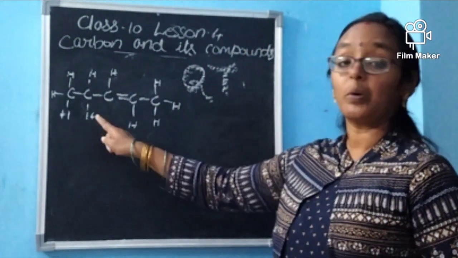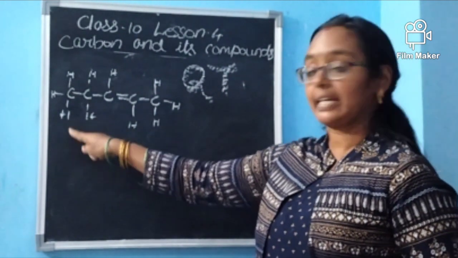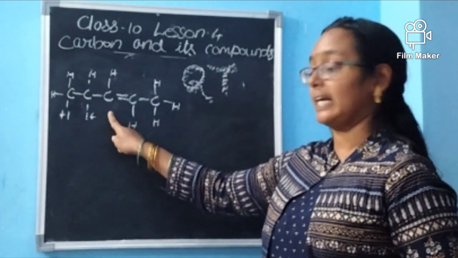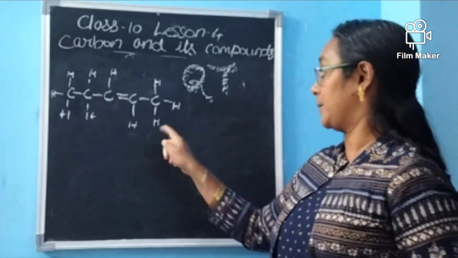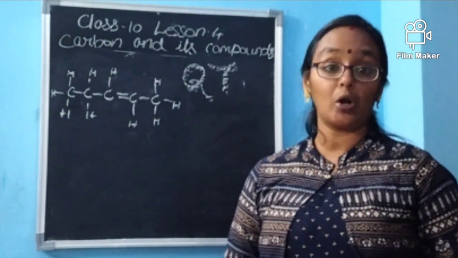Third one, you have to name what it is. CH3, CH2, CH double bond CH, CH3. What is this compound called?